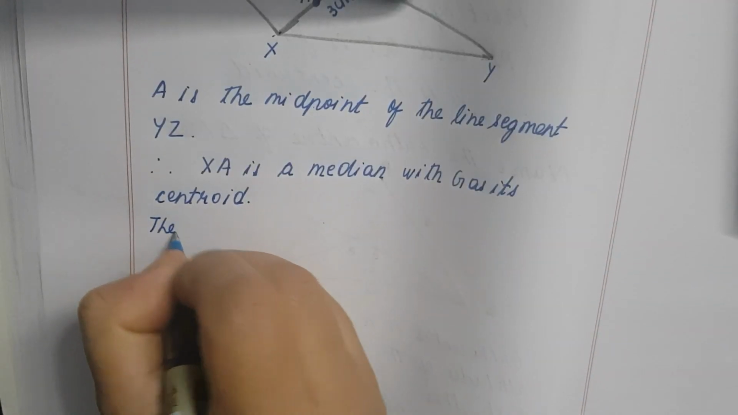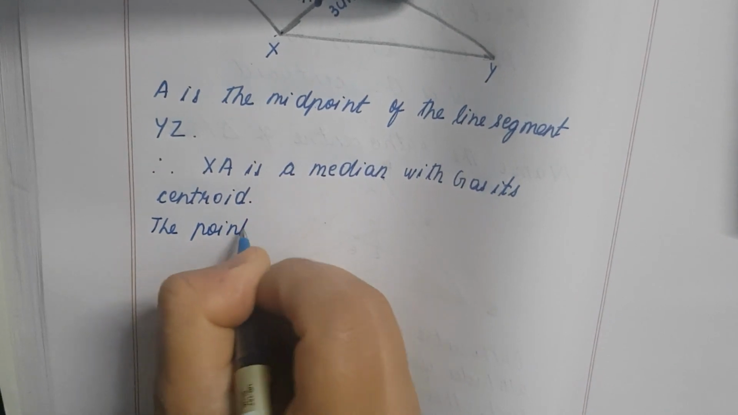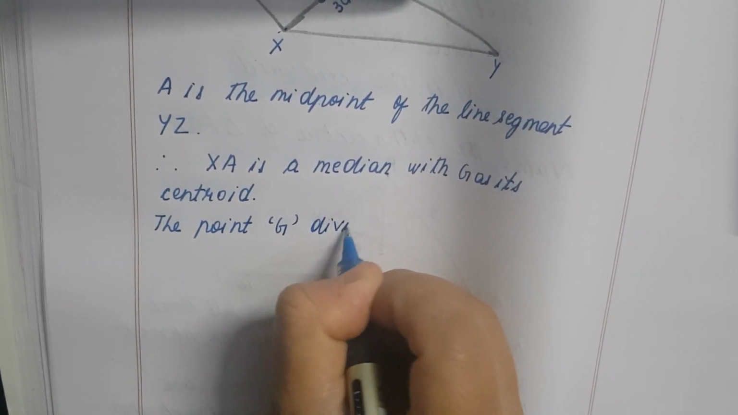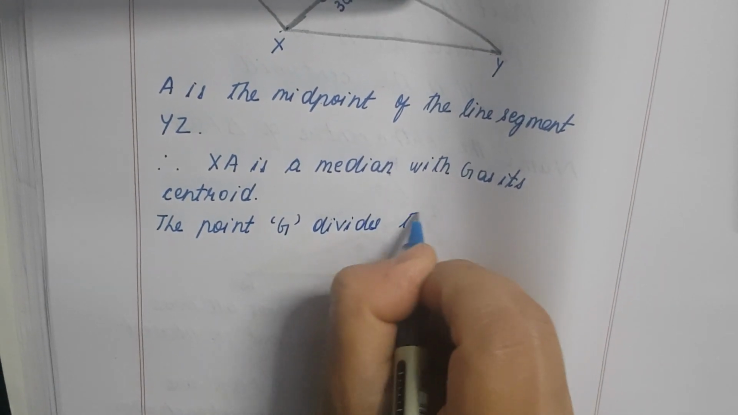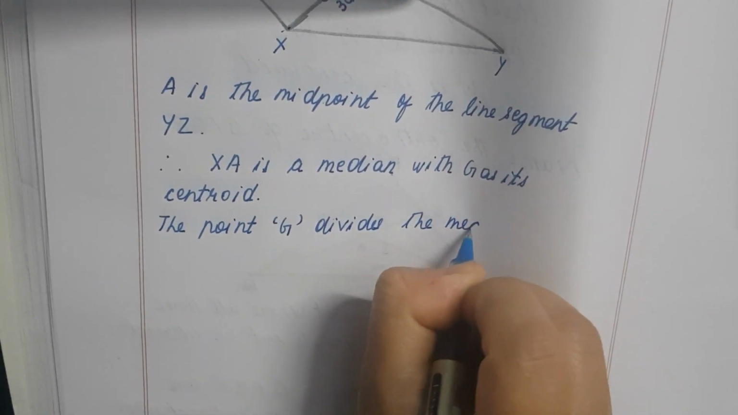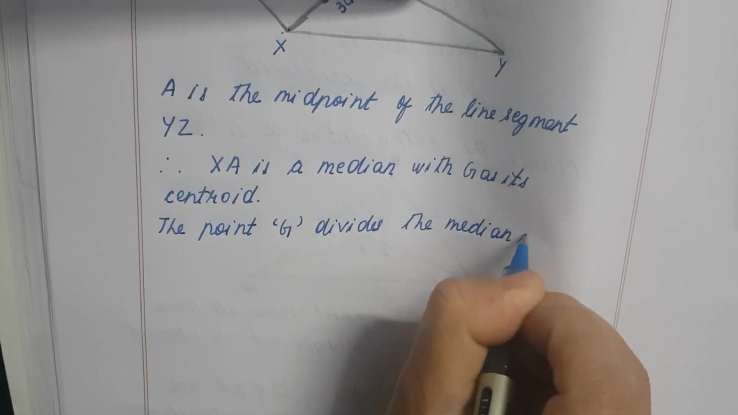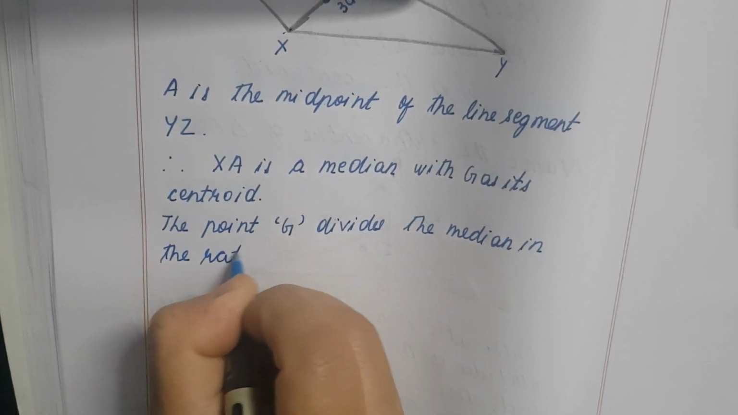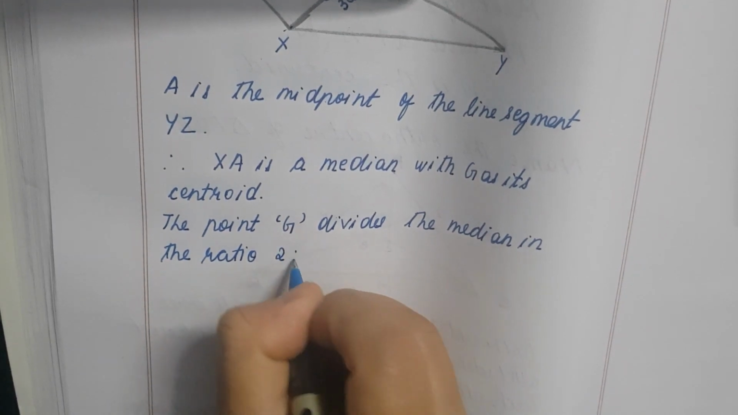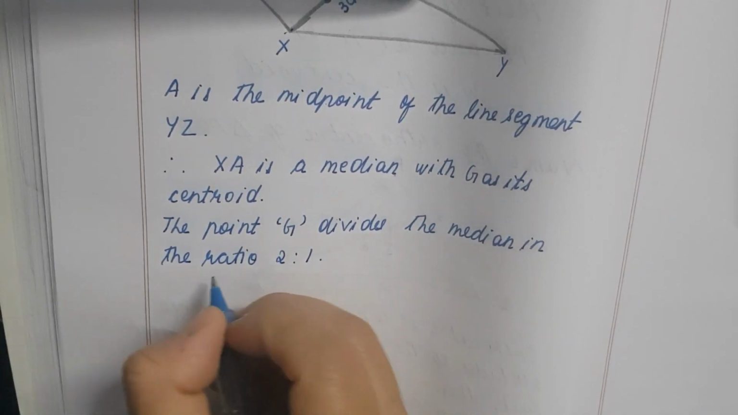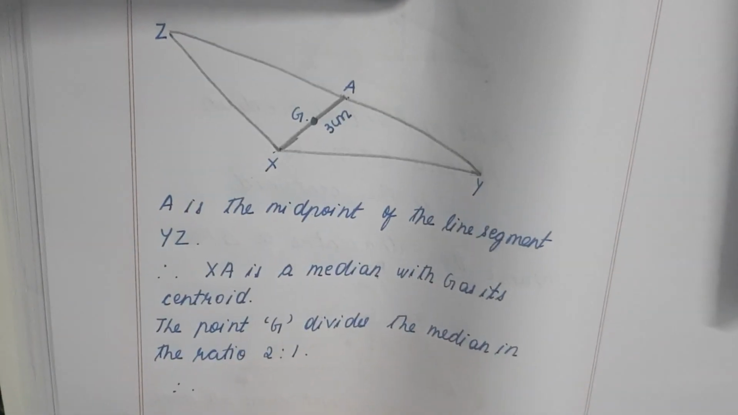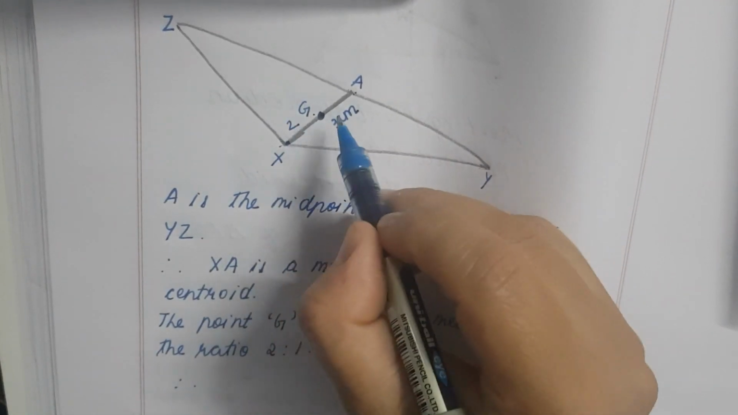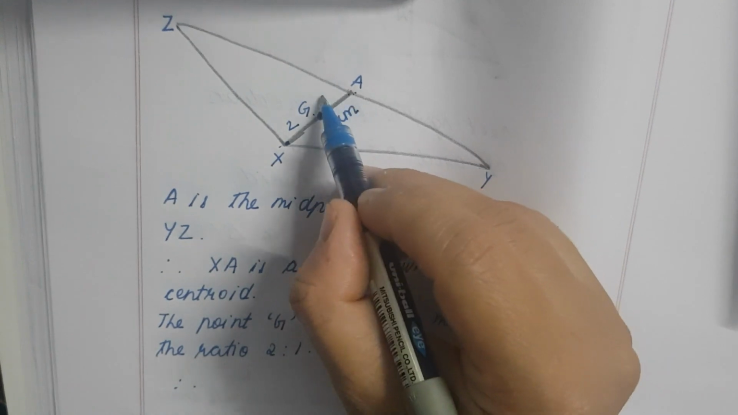The point G, centroid, divides the median in the ratio 2:1. Therefore, see, XG and GA: let's take XG as 2 and GA as 1.